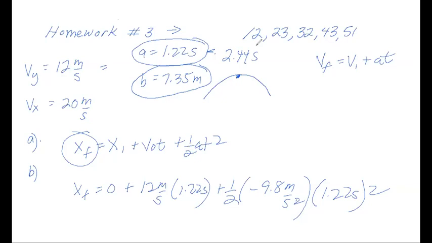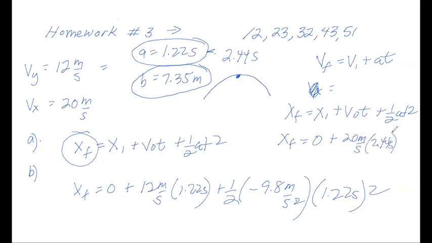Finally, how far has the football traveled horizontally during this time? Okay, so we're going to use x final equals x initial plus v naught t plus 1/2 a t squared. Horizontally, we're going to use the horizontal component, so x final equals 0 plus 20 meters per second times 2.44 seconds. And there's no acceleration in that direction. So the answer there is going to be 49 meters. C equals 49 meters.